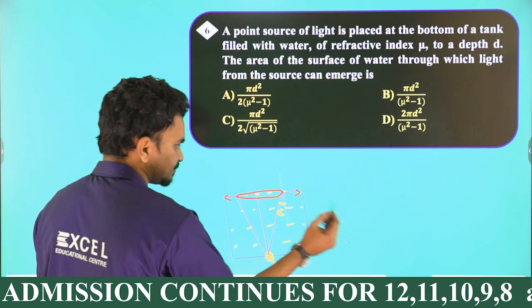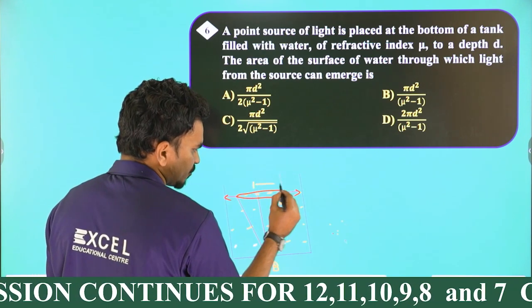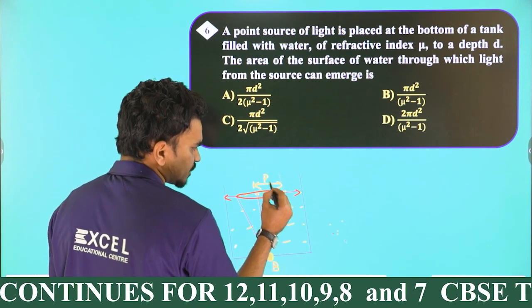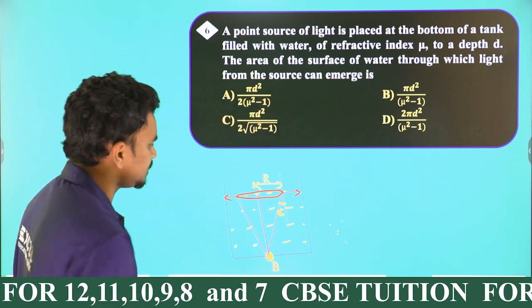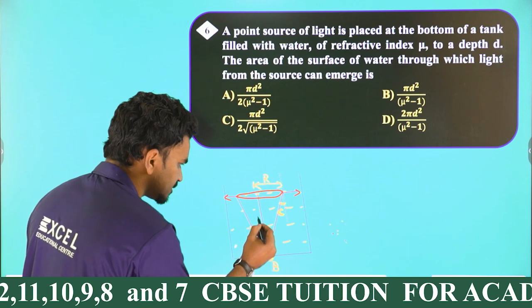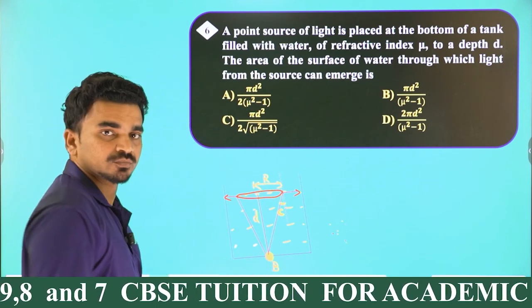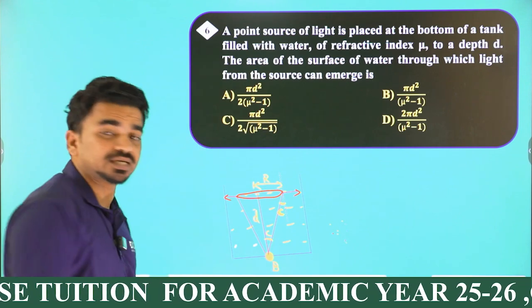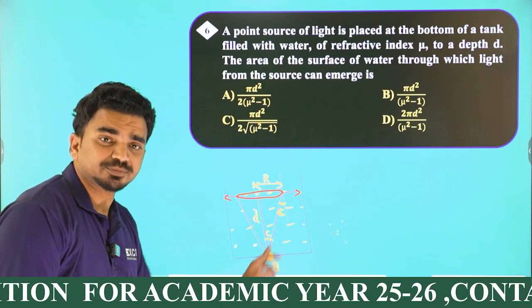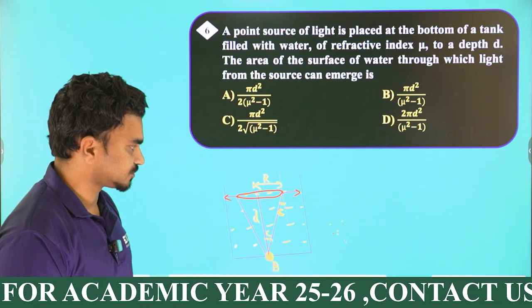How do we solve that? To find the area, we require the radius R to find. And the total depth is d, so this height is d. Since this angle is C, therefore this angle is also C, right? C is called the critical angle. What do you call that angle in mathematics? Alternate interior angle. That's fine.